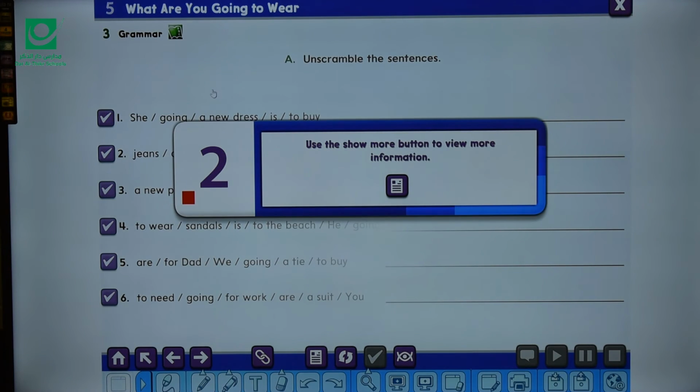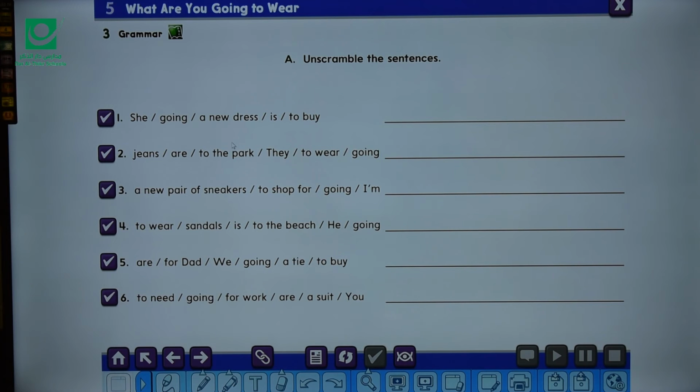Now, unscramble the sentences here. You're going to put these words in order to make sentences. For example, number 1: she going a new dress is to buy. What's the first word in this sentence? Exactly, she. The second word is, she is going to do what? To buy a new dress. Let's check. She's going to buy a new dress.